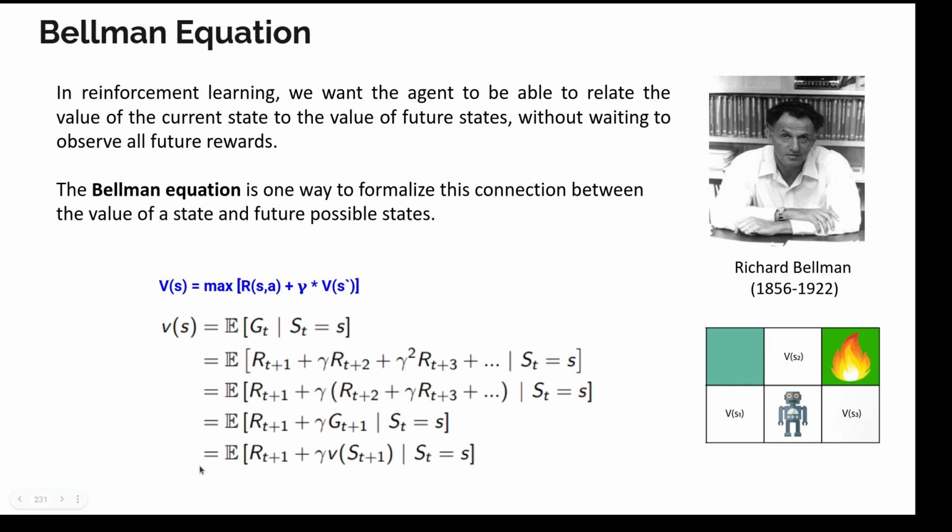Okay, fine. So going forward, this is a very important concept, the Bellman equation, and everything has been learned there, right? The Bellman equation is one way to formalize the connection between the value of a state and future possible states. It is just the recurrence relation.